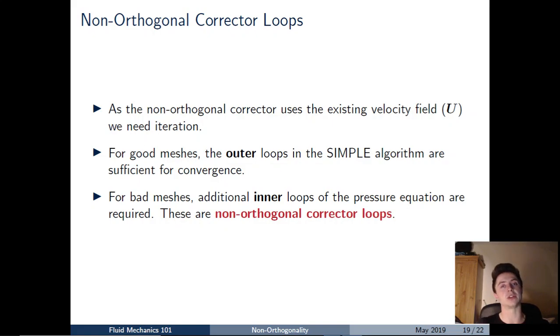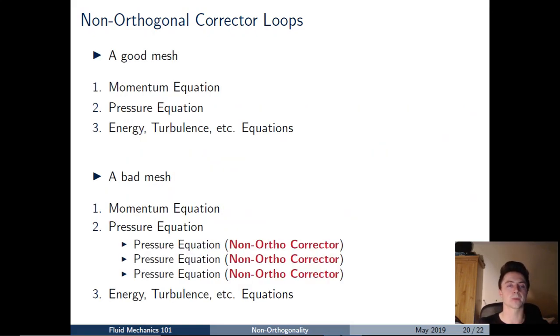And really we only do this approach if we absolutely have to, if we have a bad mesh, because it slows down the simulation a lot. So don't worry if that went over your head a little bit. I'm going to give you an example so that you can see actually the sequence of equations that we would solve.